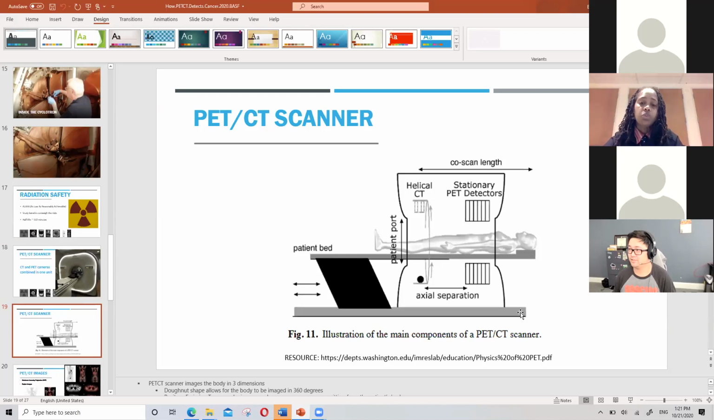What's really important with hybrid imaging is being able to fuse the images together. So having these two components in the same camera means that we don't have to move the patient and we get better alignment between both the CT and the PET imaging.